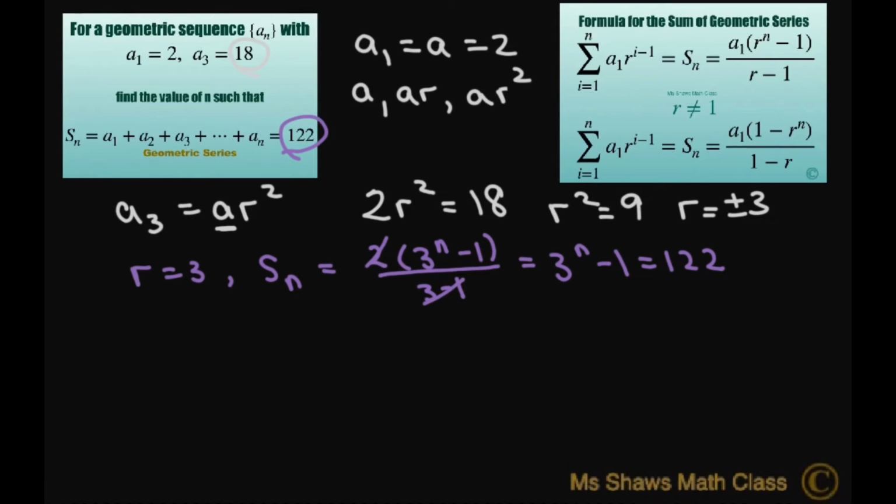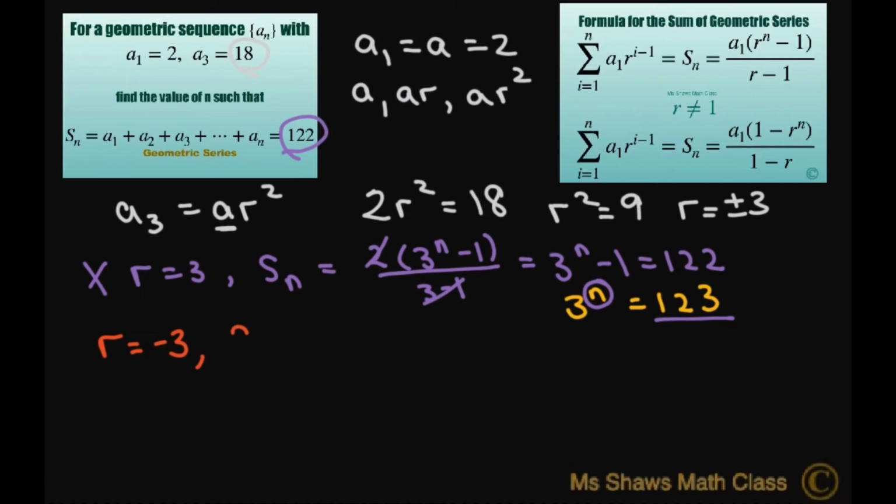Now that means we have 3 to the power of n equals 123 when you add 1 to both sides. But there's no integer n, and n needs to be an integer, that equals 123. So this one's not going to work. Let's try when r equals negative 3.